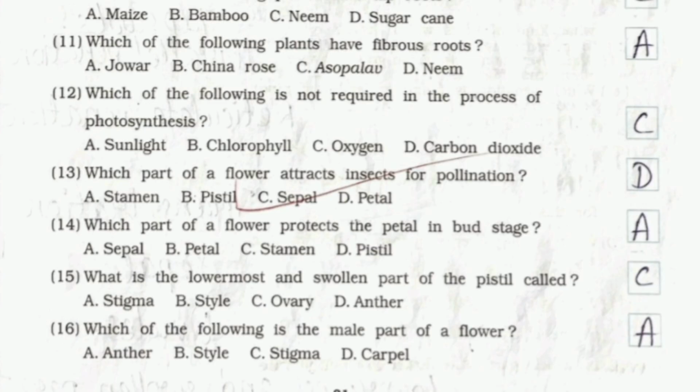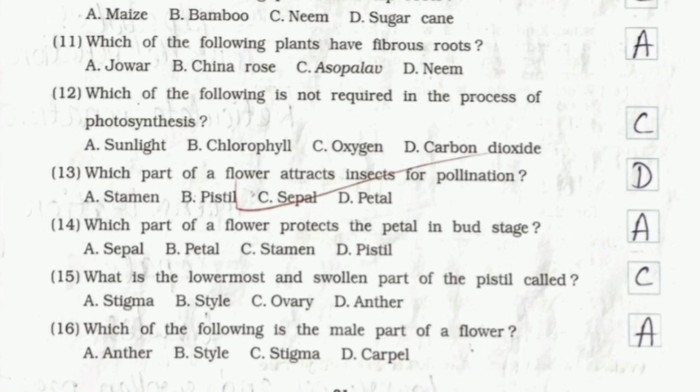13th, which part of a flower attracts insects for pollination? It's option number D, petal. 14th, which part of a flower protects the petal in bud stage? It's option number A, sepal. 15th, what is the lowermost and swollen part of the pistil called? It's option number C, ovary.